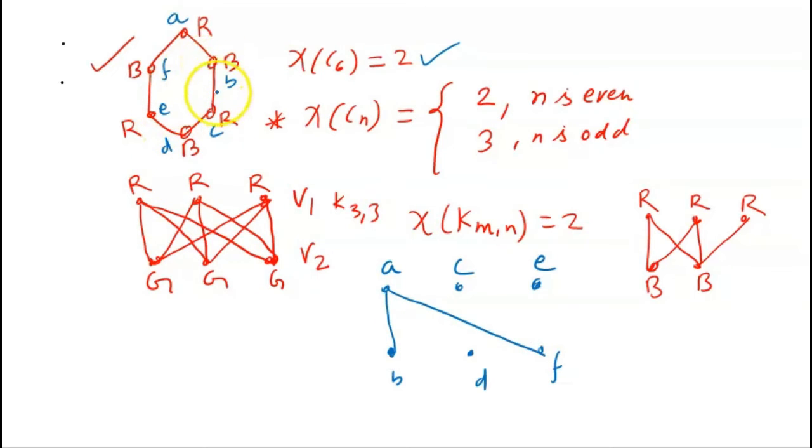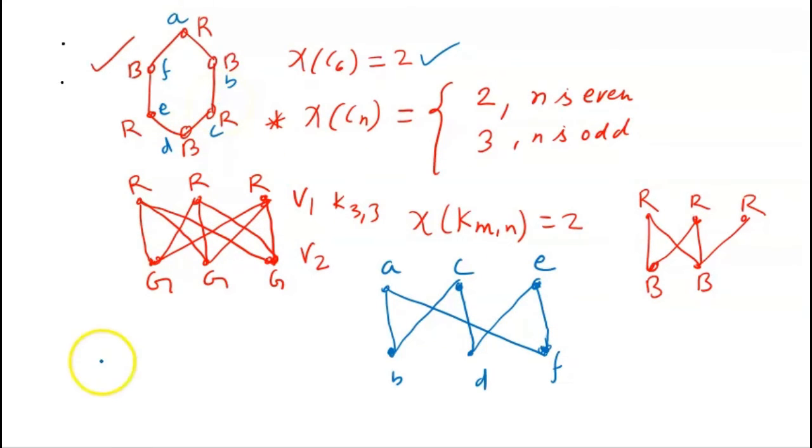Here this C vertex is joined to D and B, so C is joined to D and B. And if you look at E, it is joined to B, D, and F, so E is joined to D and F. Now you can clearly see that this is a bipartite graph, and this is a bipartite representation of C6.